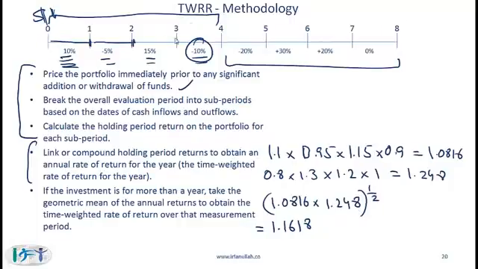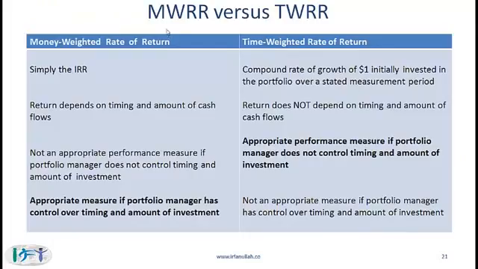To figure out the average per year, we have to take the geometric mean of the numbers for the 2 years. So you multiply them and then raise to the power of 1 over 2, because we have 2 years, and we get 1.1618, and the rate then is 16.18. So the time weighted rate of return in this example is 16.18%.